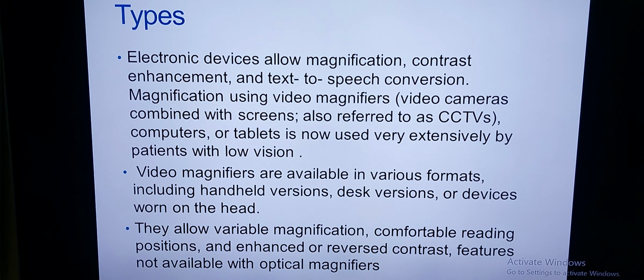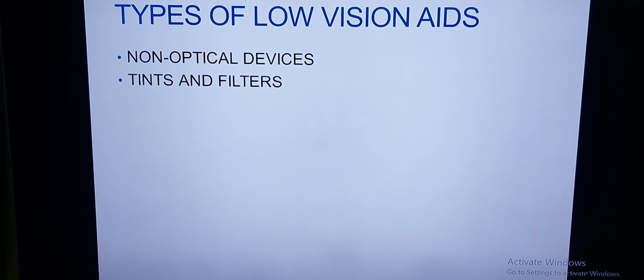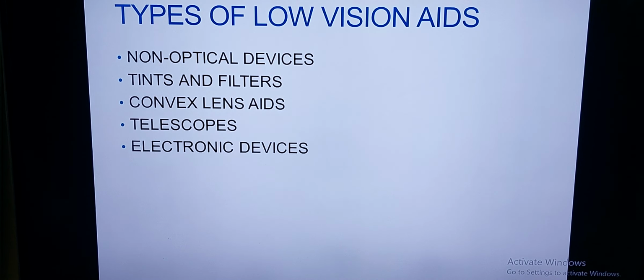Now the electronic devices allow magnification, contrast enhancement and text to speech conversion, and using video magnifiers such as screens, CCTVs, computers and now tablets are commonly encountered, which are used by patients with low vision. Video magnifiers are available in various formats including handheld, desk versions or devices worn on the head. I'll explain now the types of low vision aids that are commonly encountered. These are the non-optical devices, tints and filters, convex lens aids, telescopes, as well as electronic devices.